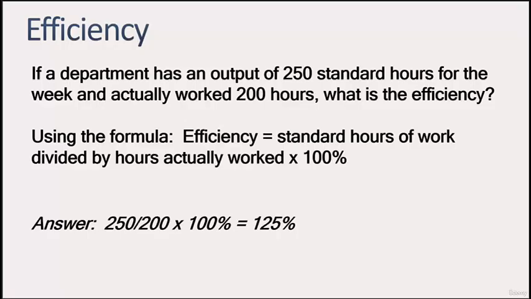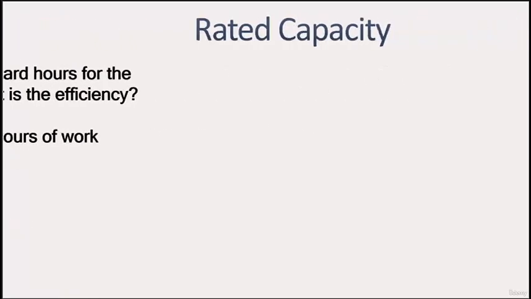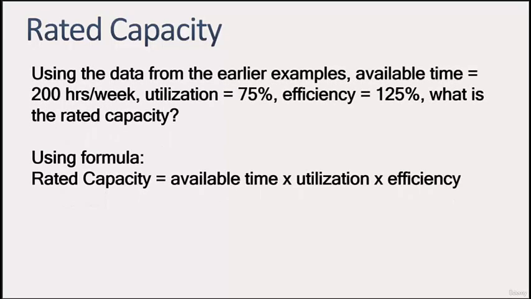Now that we have a better understanding of available time, utilization, and efficiency, let's put all three together. When you do that, you can calculate what's called rated capacity. Rated capacity refers to the output that can be expected from a resource, such as a department, machine, or worker. Let's go through an example to show you how rated capacity is calculated. We'll use the same data from the earlier examples in this lesson. Available time equals 200 hours per week. Utilization equals 75%, and efficiency equals 125%. And we use the formula rated capacity equals available time times utilization times efficiency.